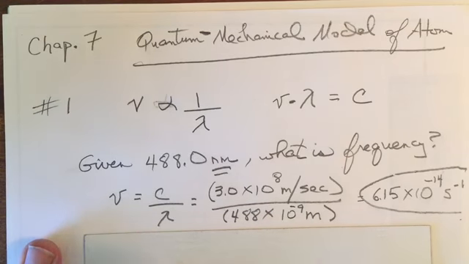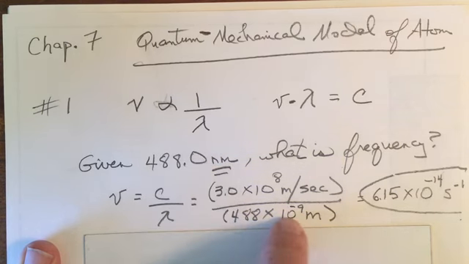The only trick to this kind of problem is to make sure that if you represent speed of light as 3 times 10 to the 8 meters per second, we have to represent wavelength in meters as well. 488 nanometers becomes 488 times 10 to the minus 9 meters. When you do the math, you get 6.14 times 10 to the 14 reciprocal seconds.